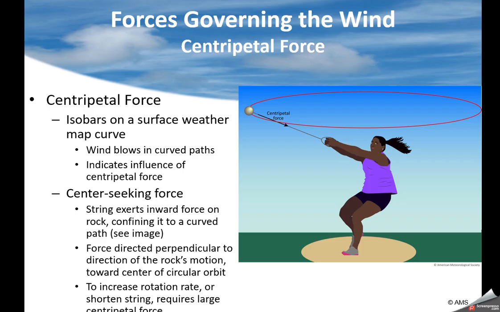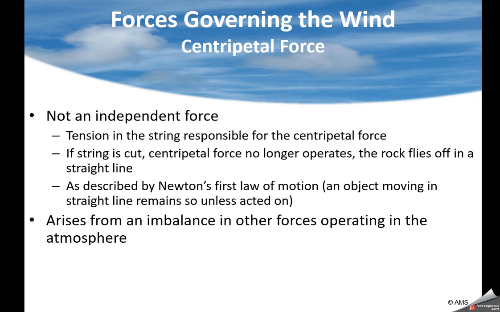So if the winds are blowing around low pressure, around high pressure, there's a force that's working with that, counteracting the pressure gradient force, causing those balls or wind to move in a circle. So anytime you have a curved motion, you have centripetal force. It's not independent. In other words, if I got rid of that force, the ball would tend to go straight.